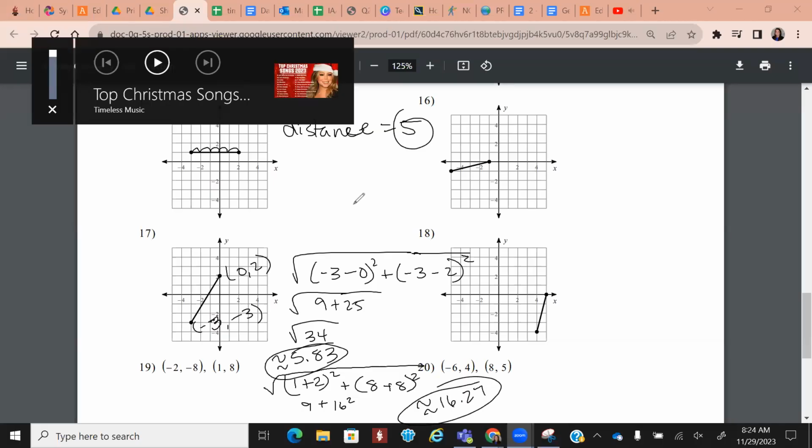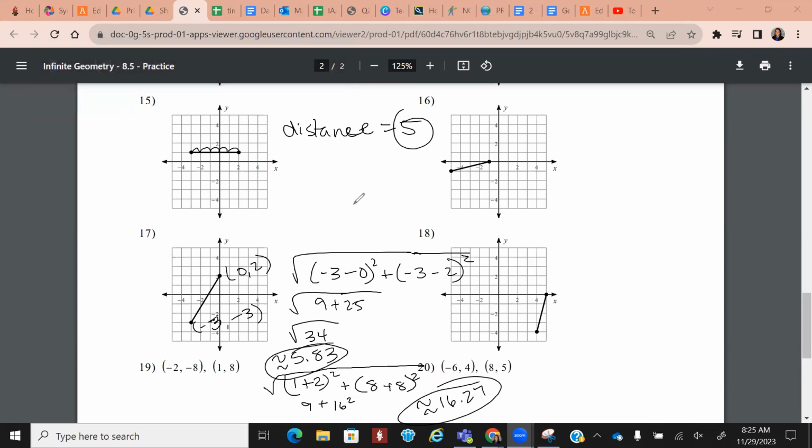So 15, I got 5. 17, I got about 5.83. If you round it a little different, that's okay. Or if you kept it in radical form, that's all right too. Okay. On 19, I got 16.27, or you could have gotten it in radical form, and that would have been square root of 265. That's okay. You're normally going to see these probably in radical form, and they might be simplified form. But you can put them in decimal form if you need to.